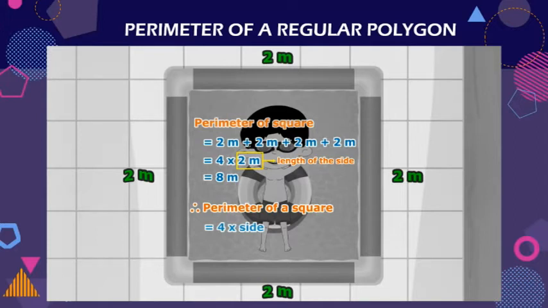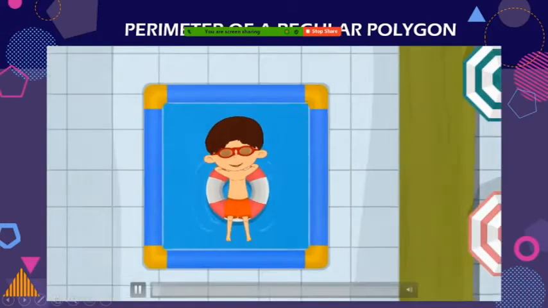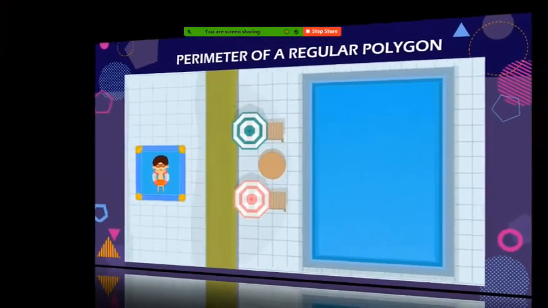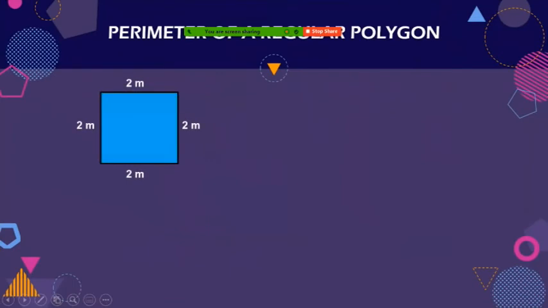Class, do not forget to write the unit, okay? If you answer 8, that will be considered wrong, okay? You always need to put the unit, okay? So that is 8 meters, okay?